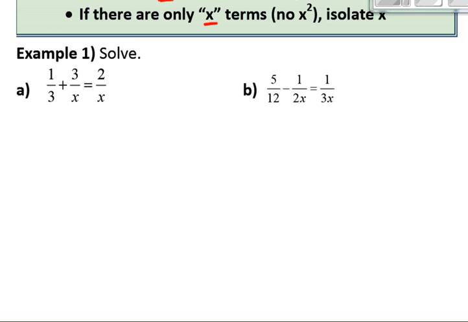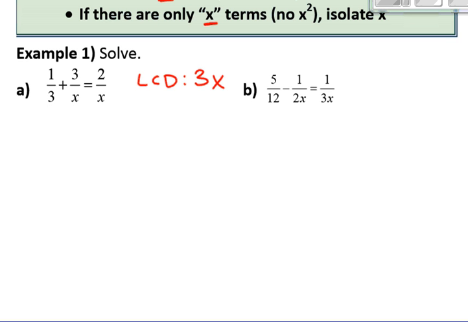Okay, so in this first example, the first step is to find the LCD of every single term. So our denominators are 3x and x. The LCD of 3x and x is going to be 3x. It's not 3x squared, it's just 3x, because the 3 over x and the 2 over x already have an x, they don't need an extra x under there. The LCD is just combining things that they don't have in common.